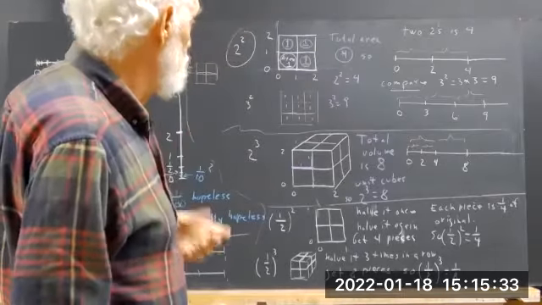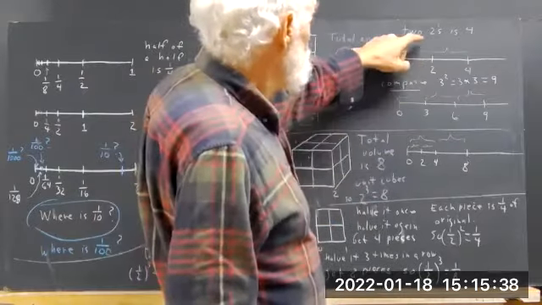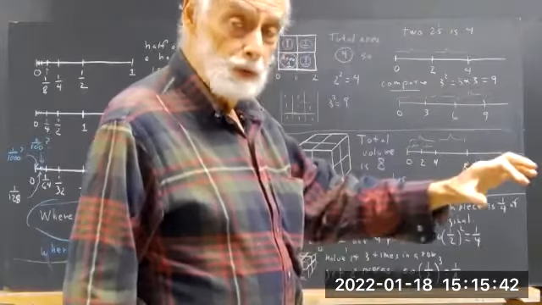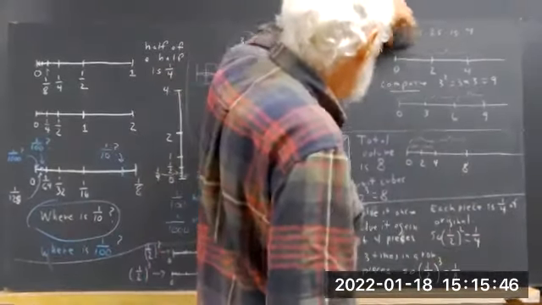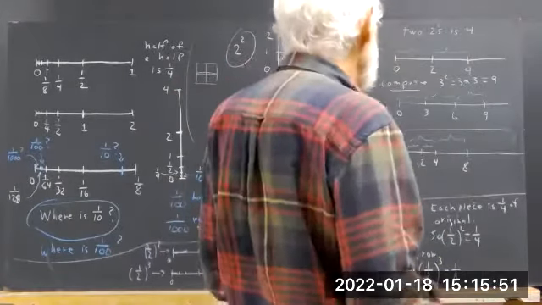Another way of looking at 2 squared, 2 twos is 4. Okay, 2 times 2. There's a 2 and a 2. So here's a 2. That little bracket there, there's 2. And there's 2 more, there's 4.